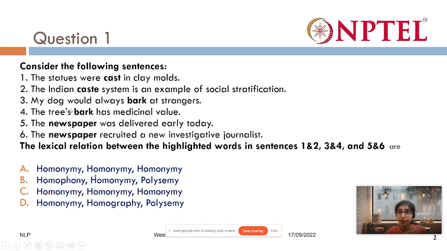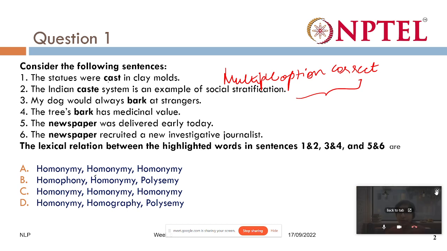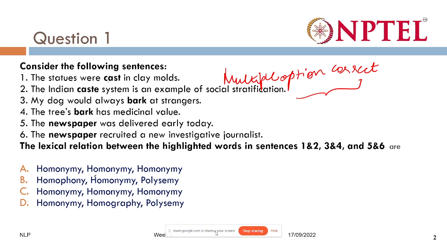Please attempt this question, and this can be multiple option correct. More than one option can be correct in this, like A and B, B or C, C and D, A, C. Any combination can be correct. So you try to attempt this question and put your answers in the chat box and we will discuss it.